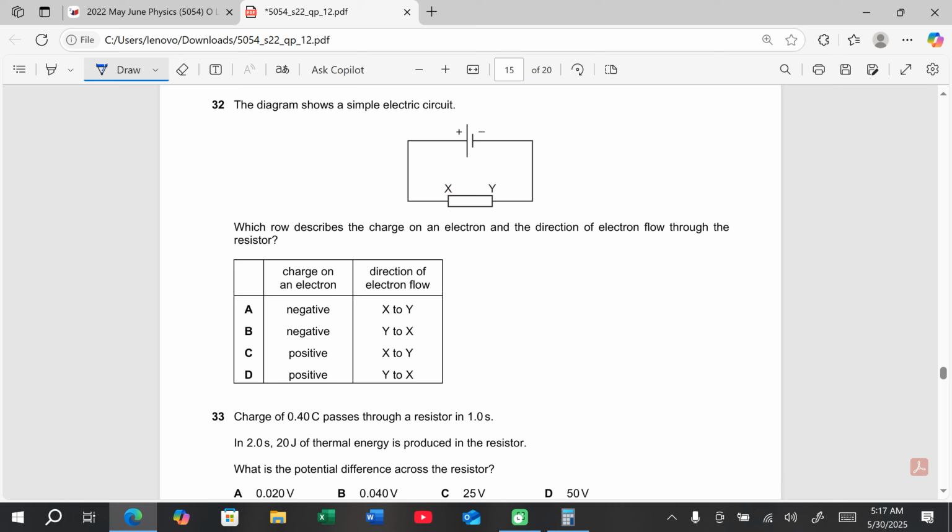The diagram shows a simple electric circuit. Which describes the charge of an electron and the direction of the electron flow through the resistor? It will always be from negative to positive, so it is going to be from Y to X. So these two are wrong. And the charge on the electron is negative, so that's B.